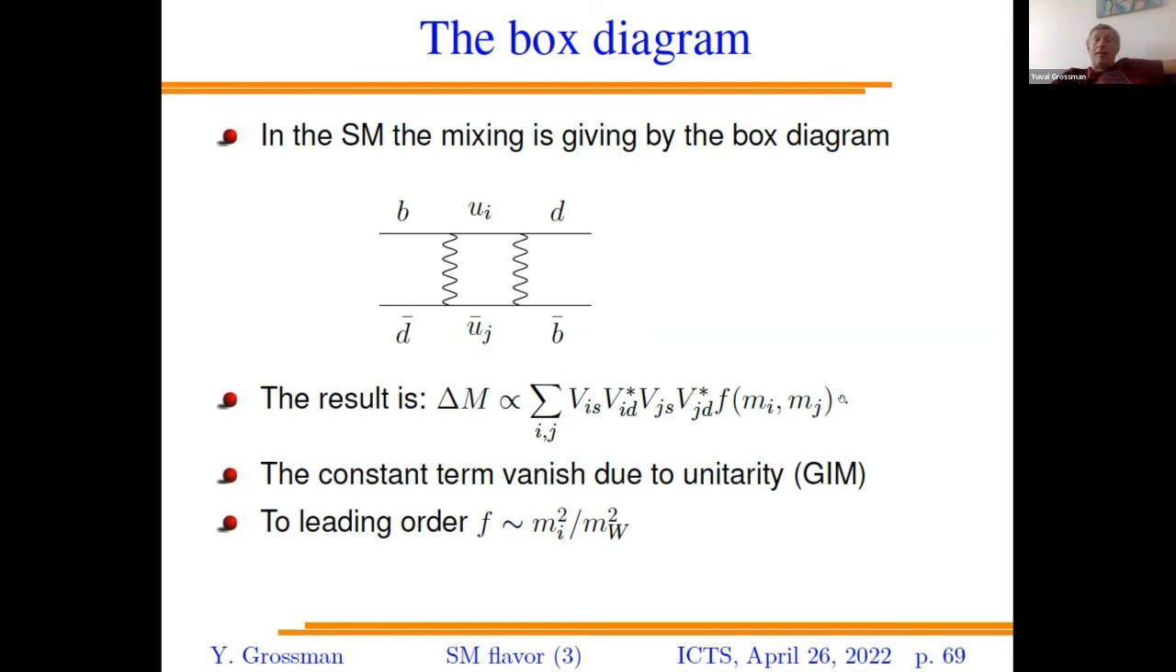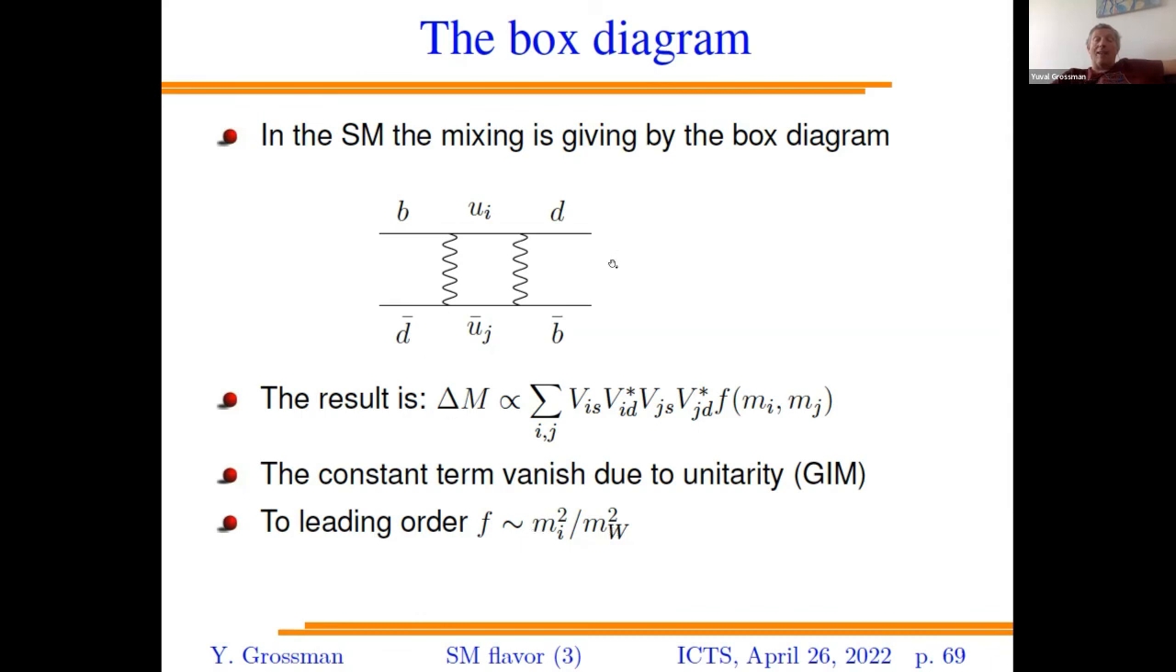But it's a very similar story. It must depend on the mass, because the mass-independent terms vanish due to unitarity. And we find that at leading order, this F goes like the mass squared of the heavier M in the loop. Again, I'm not going into the details.